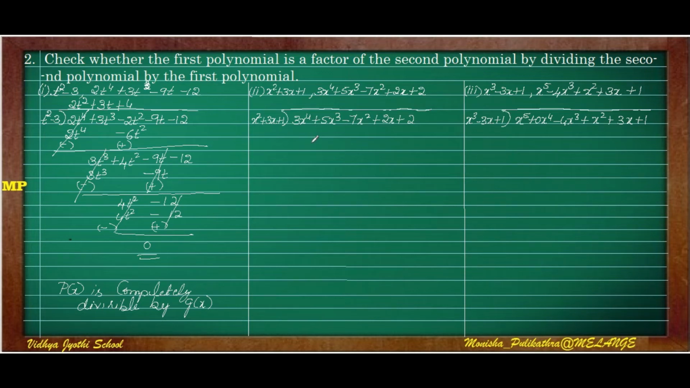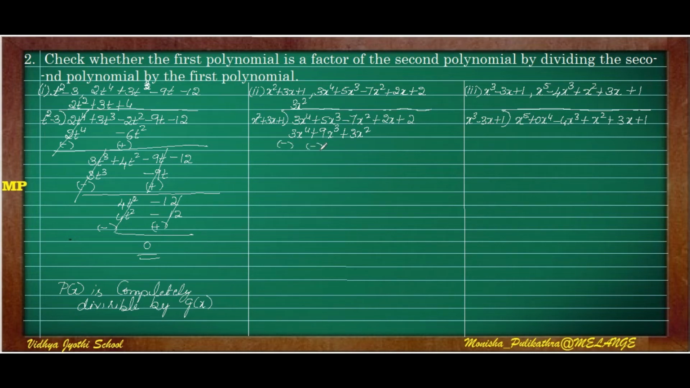Let us move on to the second question. Here x square to become 3x4, we have to multiply with 3x square. So x square into 3x square is 3x to the power of 4. Here 3x into 3x square is 9x cube. So plus 3 3s are 9x cube, plus 1 into 3x square is plus 3x square.